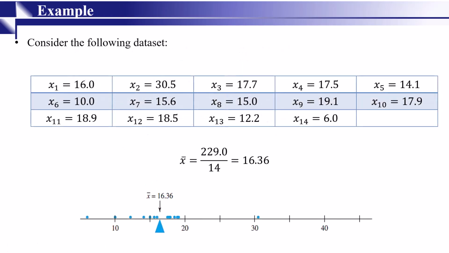Consider this data set. We have some values. How many values? 14. So n is equal to 14. Then we want to calculate the mean. Very easy, right? We will sum them up together. It means 16 plus 30.5 plus 70.7 up to 6, divided by n. N is 14. So the mean or average is 16.36. And you can see here, it is here.